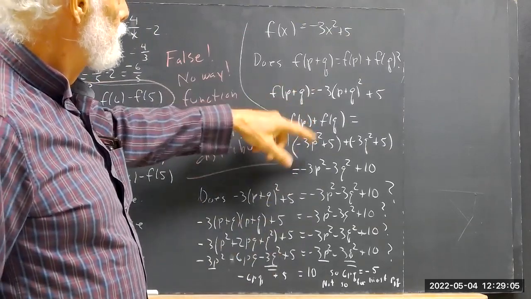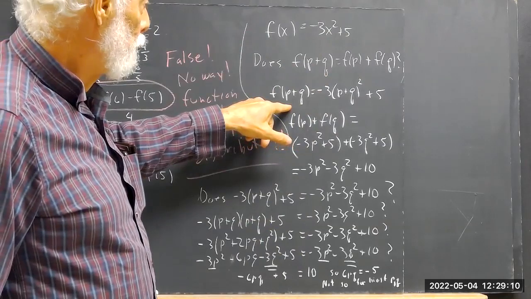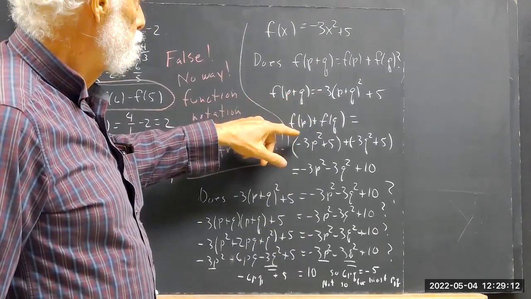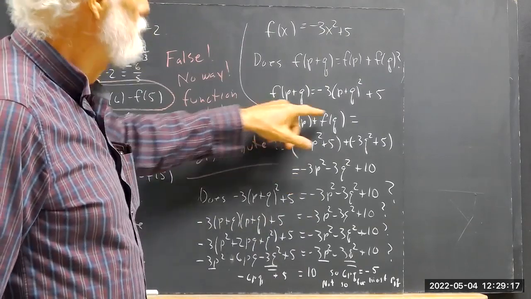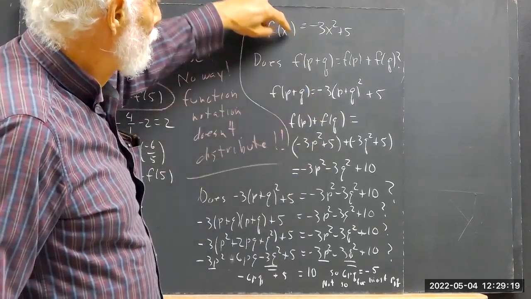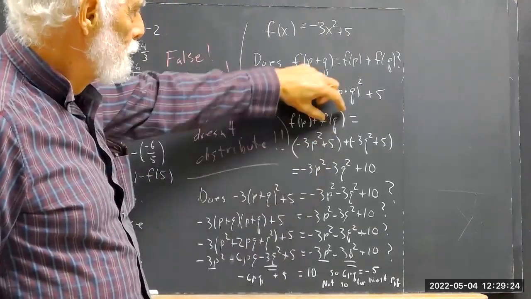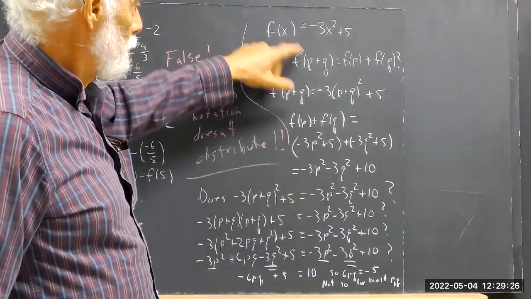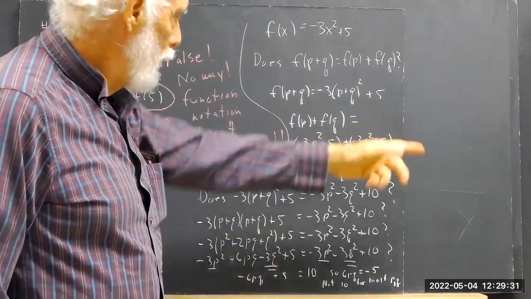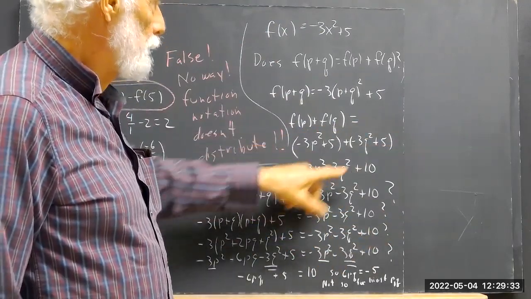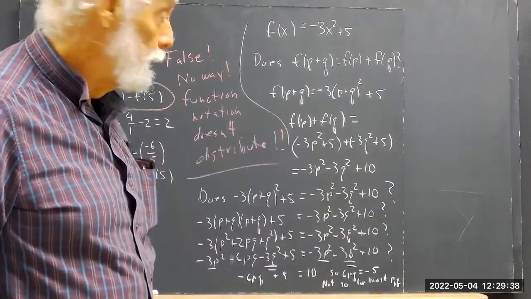Okay, so f of p plus q, well, we're plugging p plus q in for x, we get f of p plus q, right? And there it is, f of p plus f of q. F of p, substitute p for x, you get negative 3p squared plus 5. F of q, you substitute q for x to get negative 3q squared plus 5. When you add those, you're going to get a negative 3p squared, a negative 3q squared, and a 5 and a 5, which adds up to 10.